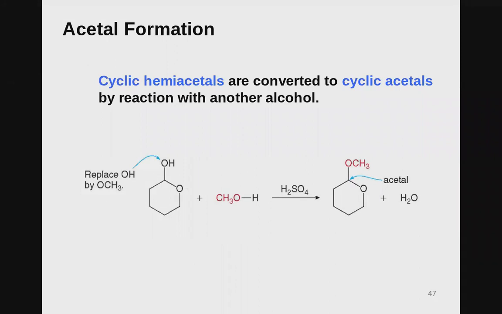Now, cyclic hemiacetals can also be converted to cyclic acetals by a reaction with another alcohol. So, if we react our hemiacetal here with another alcohol, in this case methanol, in the presence of sulfuric acid, very similar to what we saw earlier, we don't really change anything in the ring, but now we have OCH3. So we're replacing this OH group with the OCH3.